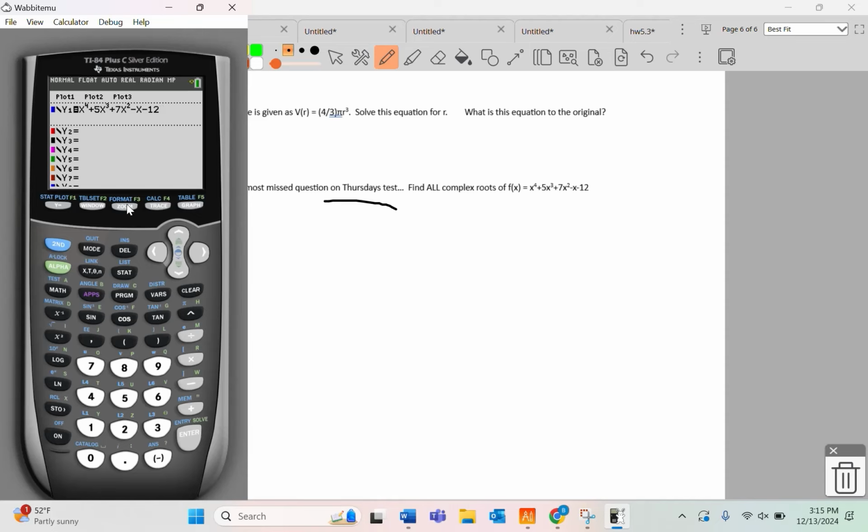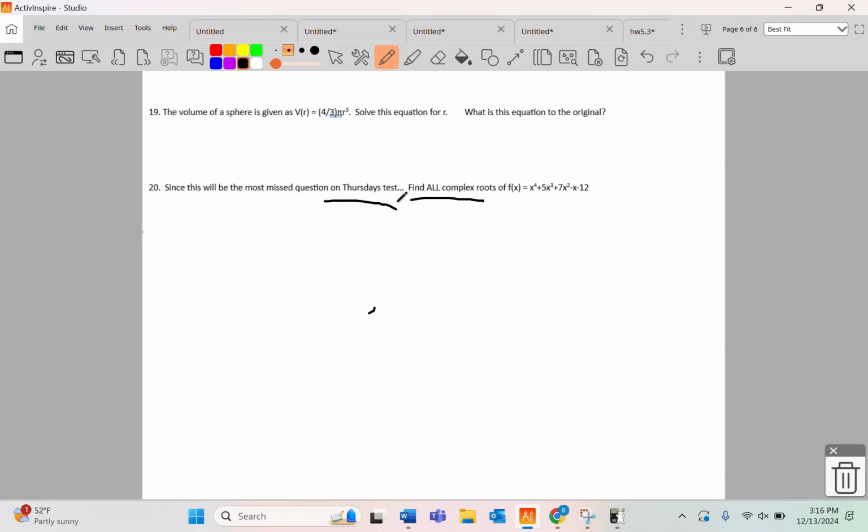You zoom 6. And you can get x values from this graph. Here x is -3, here x is 1. From the graph, x is -3, x is 1. And it does say find all of them. The rest of this is about synthetic division. I'm going to start with a -3. Coefficients are 1, 5, 7, -1, -12.